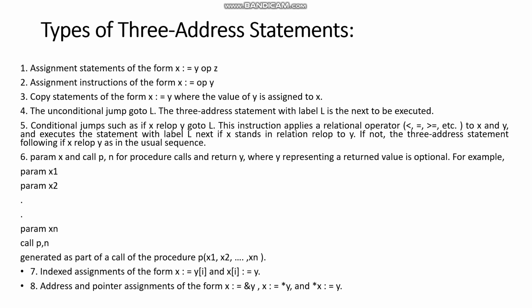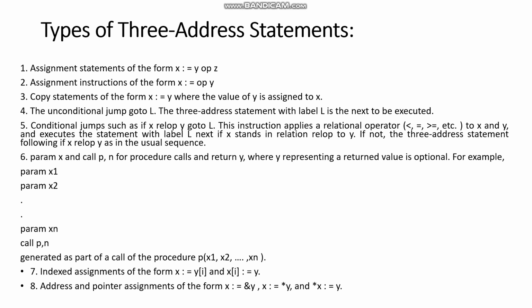First of all is the assignment statement. Assignment statement is of the form x = y op z, where op is a binary arithmetic operator or a logical operation, but it should be a binary operator. Second, assignment instruction of the form x = op y, where op is a unary operation. Essentially, unary operation includes the unary minus, the logical negation, then shift operator, conversion operator, etc.